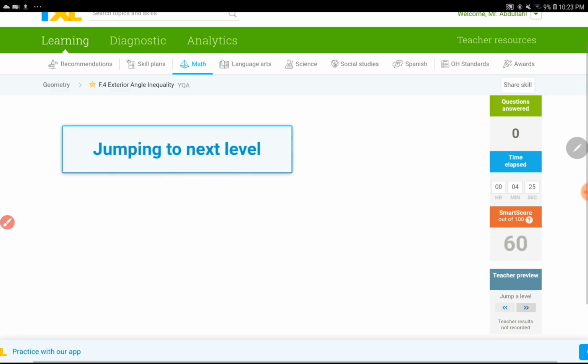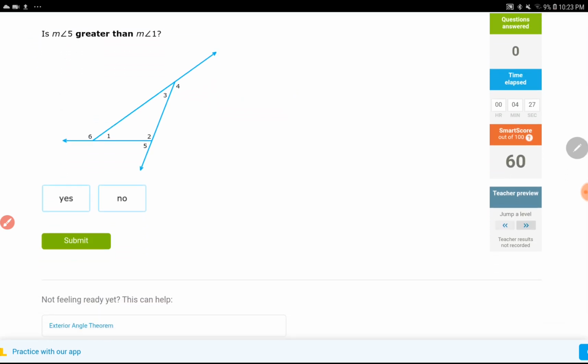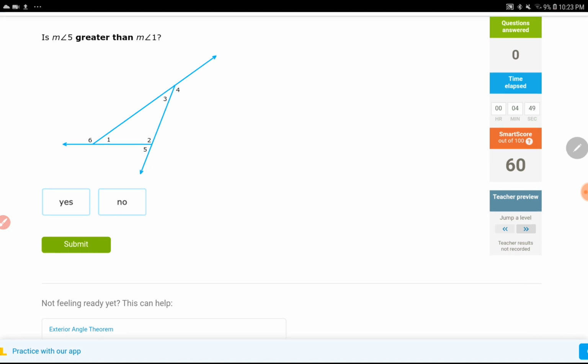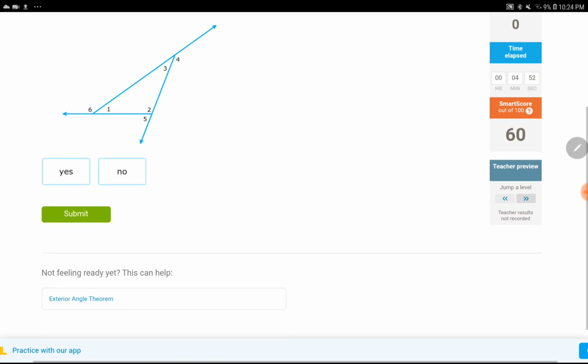Hopefully I can move on. Okay. Is the measure of angle 5 greater than the measure of angle 1? The answer would be yes if 1 is in the interior and 5 is in the exterior. The answer would be no if 5 is in the interior and 1 is in the exterior. Okay, let's see. Let me just activate the pen. Angle 5 is right here. It is the exterior angle. That is the greater angle.